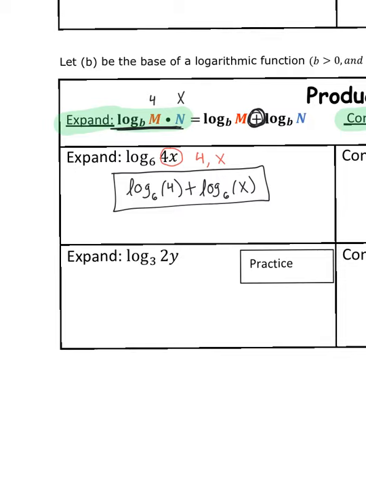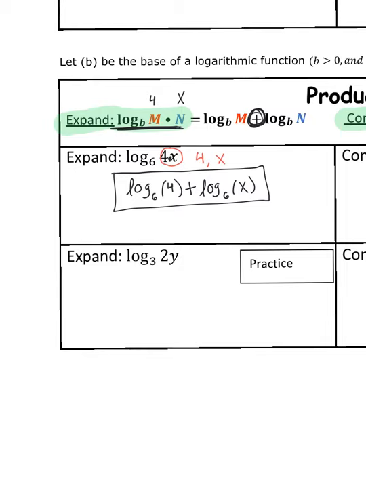Okay, so I went from one single logarithm that had a base of 6. Since the two things that I'm taking the log of are being multiplied together, the product rule says that we break those apart with addition. So think multiplication, addition. And the log base 6 stays the same on both of them, okay? So pause the video, try the one underneath of it that says practice.